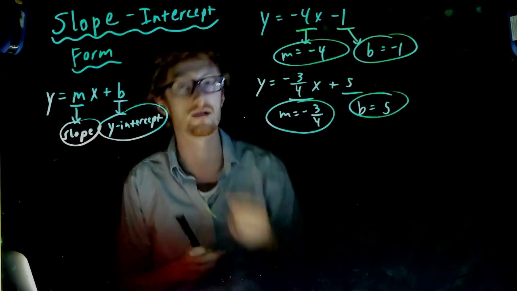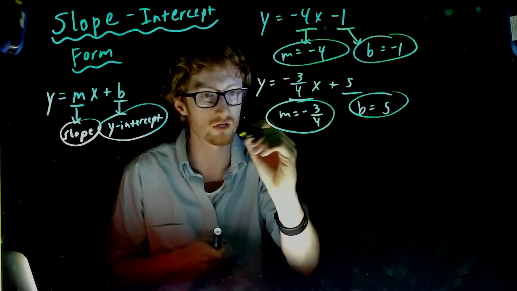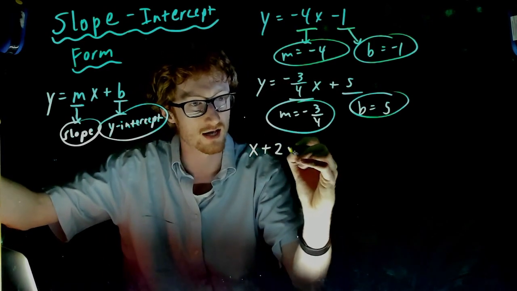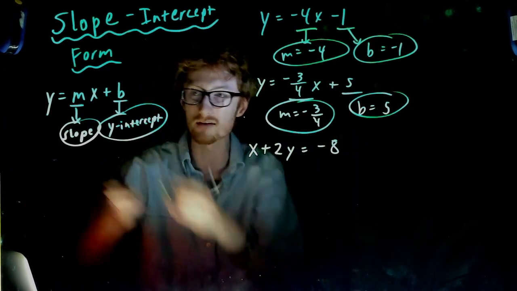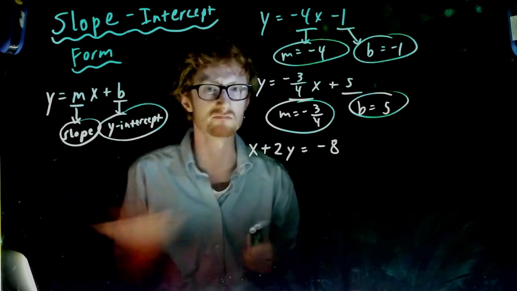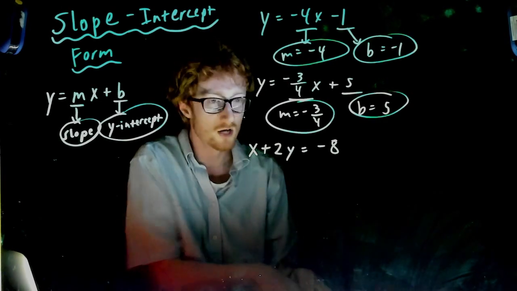Now, what if you don't have it in this form? What if it's switched around on you? What if you have it in a strange form such as x plus 2y equals negative 8? Now, this is definitely not in that form. Notice in this form right here, the y was by itself. This one, it's not by itself. So let's fix that problem. So how do we do that?